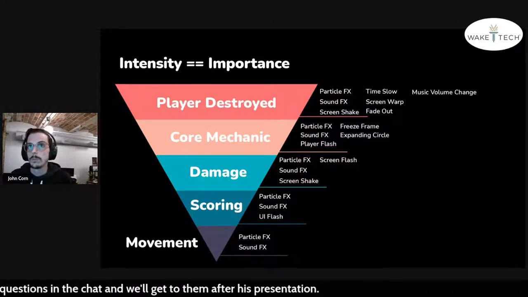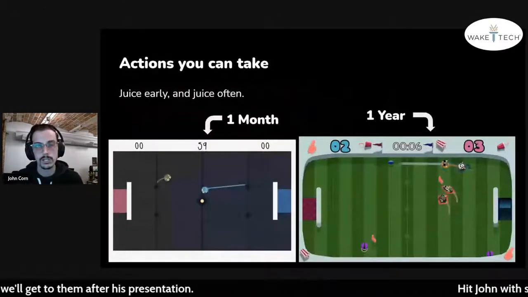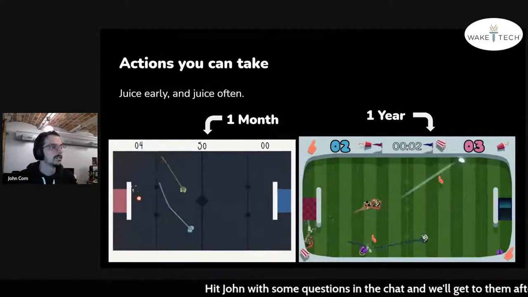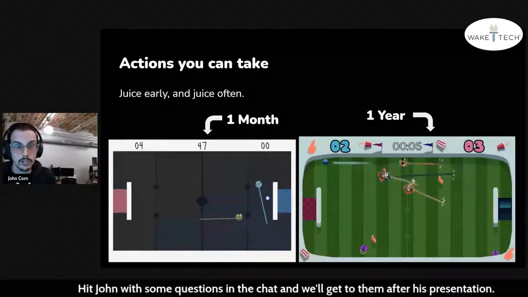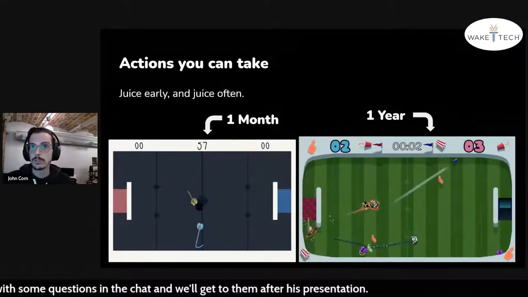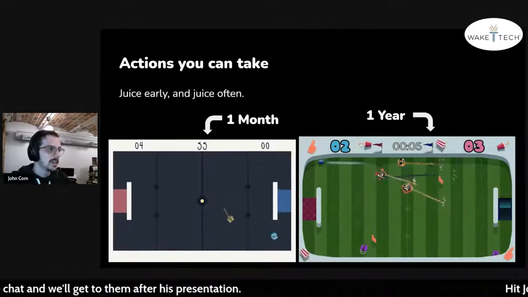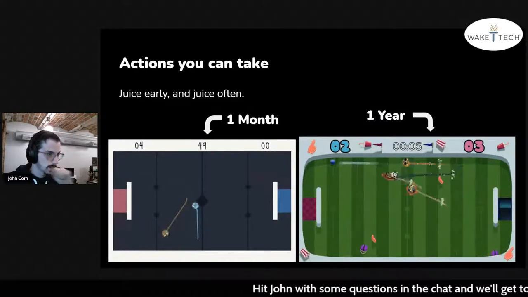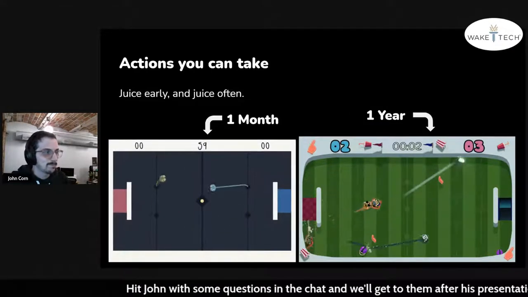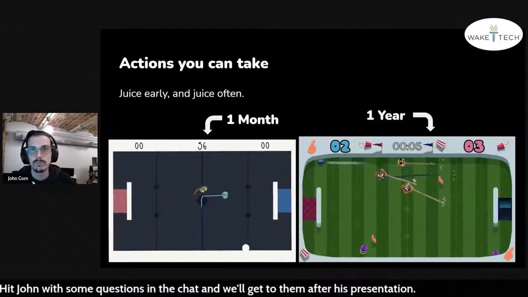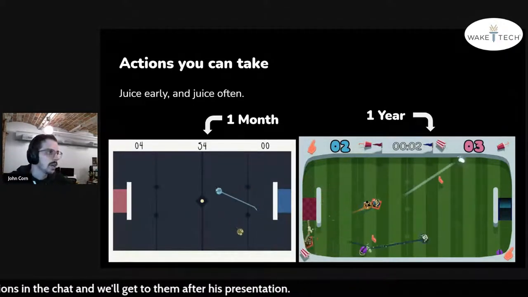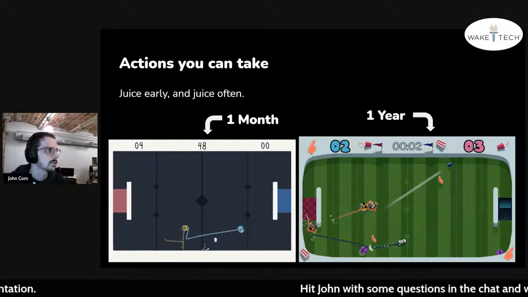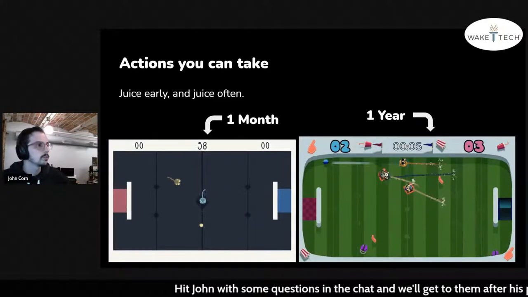Great. Okay, cool. So this one is, I think, maybe a little controversial. I've heard it go both ways, but this is how I feel. Juice early, juice often. You should constantly, in your first prototype, put a lot of juice into it. On the left here, we have what Meow Pow looked like after one month of development. On the right, it's one year. Probably 60, 70% of the juice is there from the first prototype. And I showed it off. There's a bunch of sound effects in here, too. Actually, all the sound effects are in the first one-month version, not the final ones, just free ones.